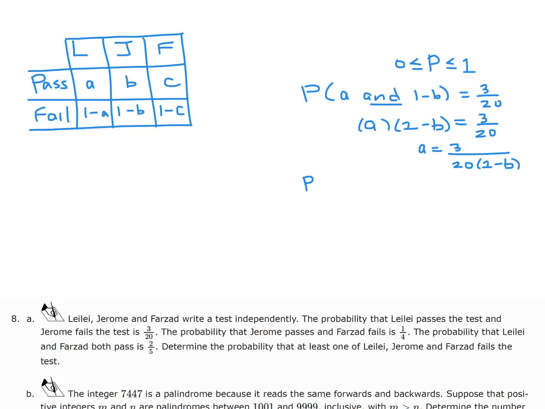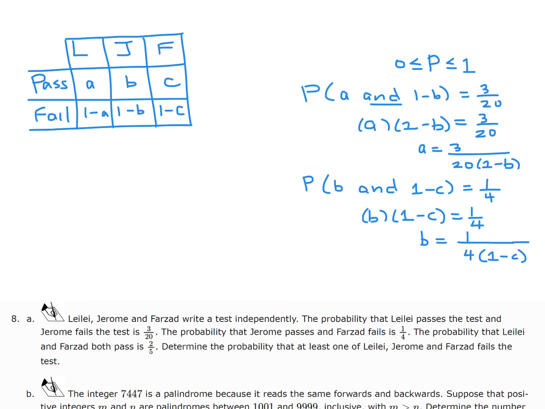The next one is Jerome passes and Farzad fails. So Jerome passes is B, and Farzad fails is 1 minus C. And that is 1 over 4. So that means A times 1 minus C. Hold on, not A. B. Got to make sure I get my letters correct. B times 1 minus C is 1 over 4. Okay. And then, of course, whatever algebra you want to do, B is equal to 1 over 4 times 1 minus C.